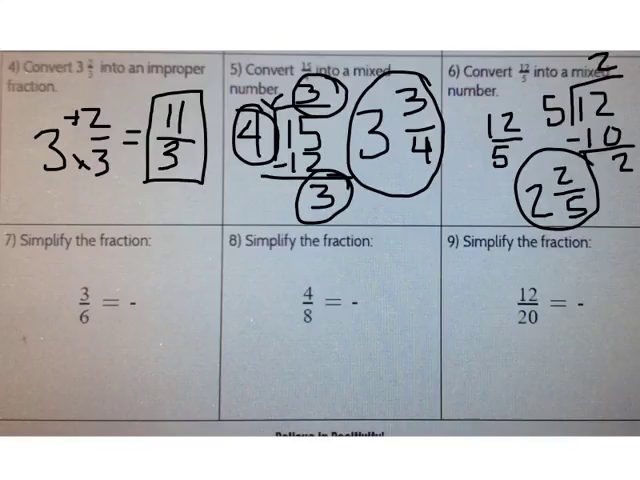Now let's simplify 3 fractions. What's the greatest number that goes into 3 and 6? It's 3. When I divide both by 3, what's the simplified fraction? It's 1/2.